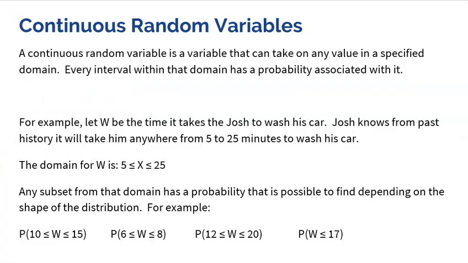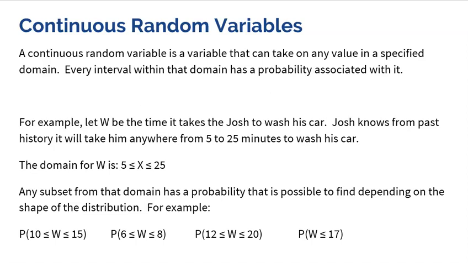So let's remember what continuous random variables are. A continuous random variable is a variable that can take on any value in a specified domain. Every interval within that domain has a probability associated with it. So let's give an example so this makes sense. Let's let W be the continuous random variable for how much time it takes Josh to wash his car. Josh knows from past history that it will take him anywhere from 5 to 25 minutes to wash his car.